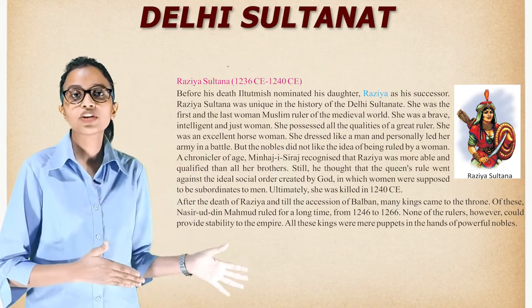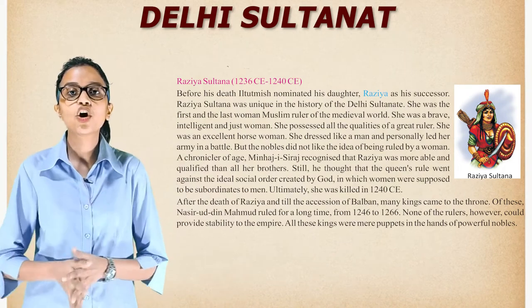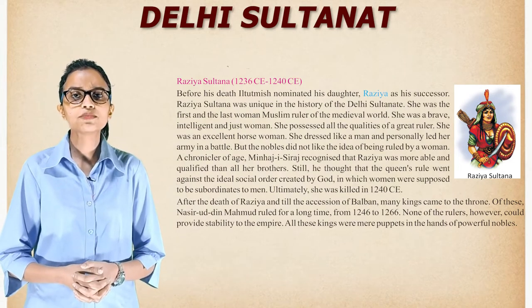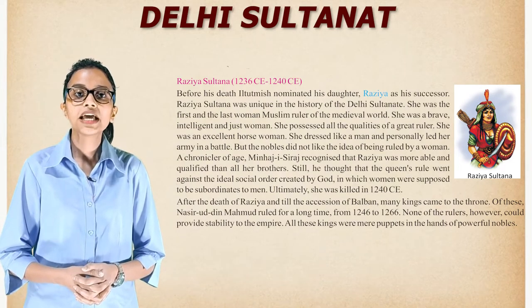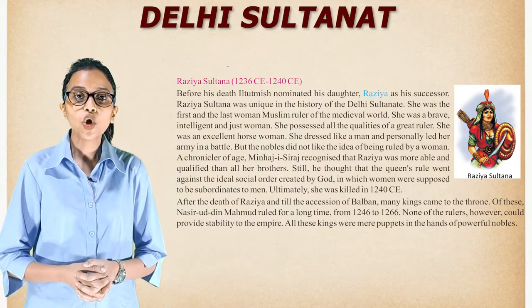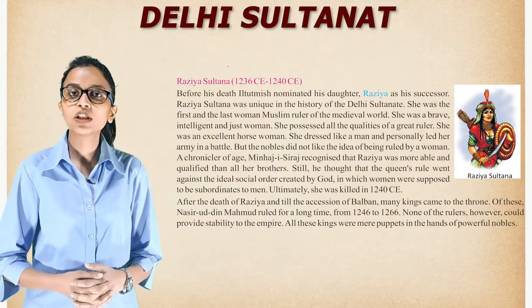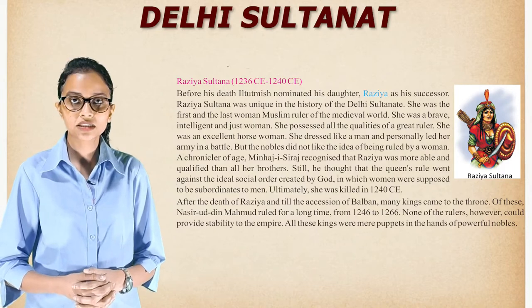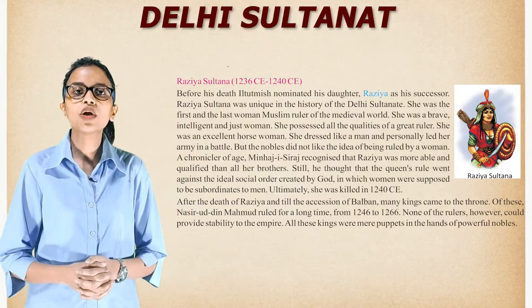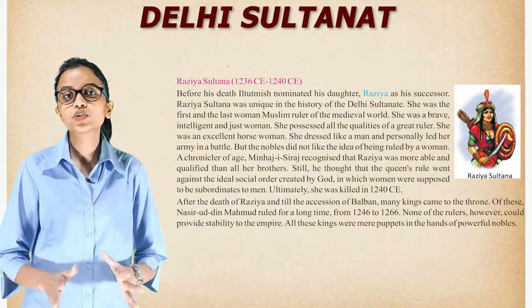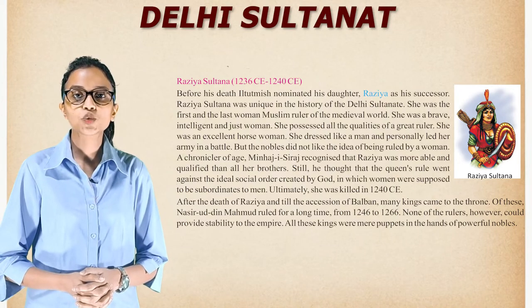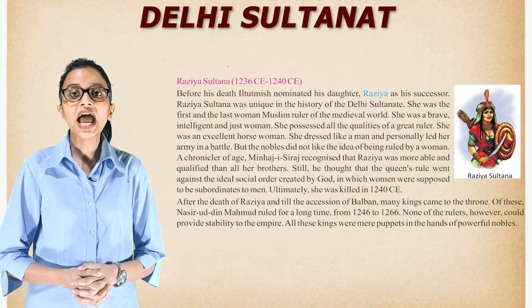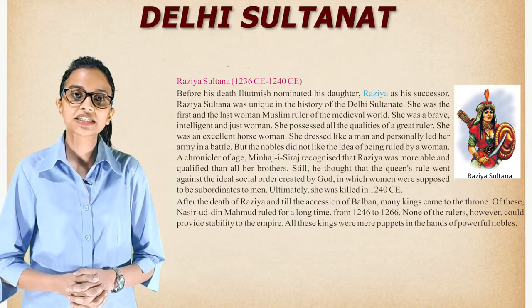After the death of Razia until the accession of Balban, many kings came to the throne. Of these, Nasiruddin Mahmud ruled for a long time, from 1246 to 1266. None of the rulers, however, could provide stability to the empire. All these kings were mere puppets in the hands of powerful nobles.